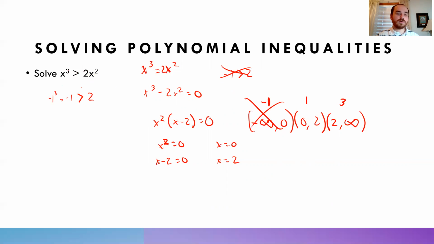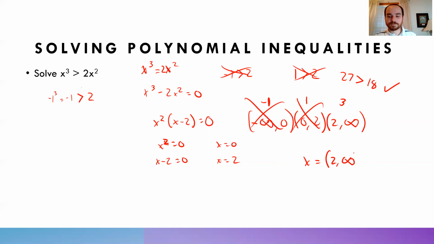Now we can pick 1. 1 cubed is 1. 1 squared is 1 times 2 is 2. So we get 1 greater than 2. This is also not true, so this one also doesn't work. Then we try 3. 3 cubed is 27. 3 squared is 9 times 2 is 18. 27 greater than 18. This one is true. So our answer is x equals the interval 2 to infinity, or x is greater than 2.